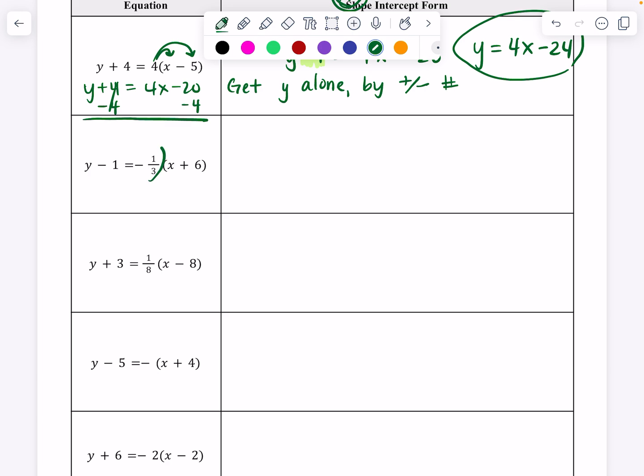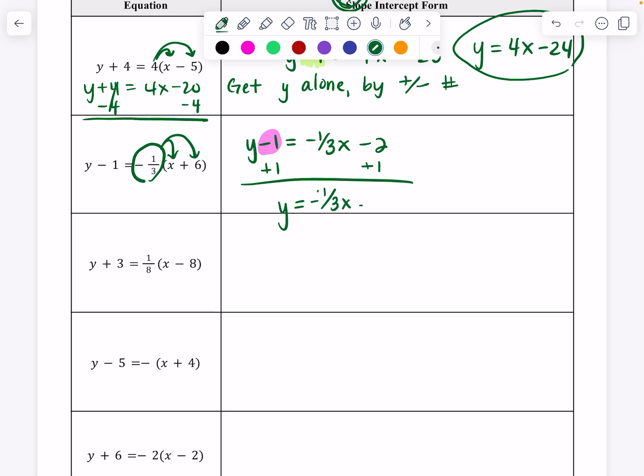So here's my slope. I'm going to distribute that to the x and to the 6. So y minus 1 equals negative 1/3 x, and then negative 1/3 times 6 is negative 2. That's my first step. And then I'm going to add because I see that I have subtraction here. So I always do the opposite. So I'm going to add 1, and I'm going to add it to its like term. So y equals negative 1/3 x minus 1. There is my slope-intercept form.